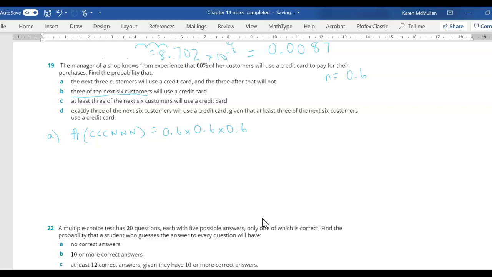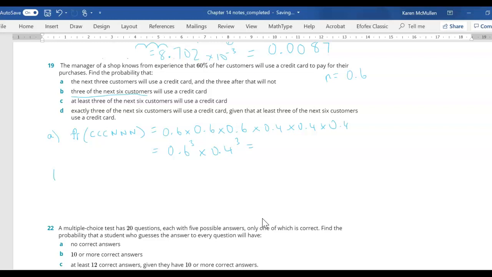When you're looking over your branches, you multiply. So 0.6, 0.6, 0.6, and then no credit card is 0.4, 0.4, 0.4, which is the same. Okay, we've got the same bases. So 0.6 to the power of 3 times 0.4 to the power of 3. And then you can just put that into your calculator.